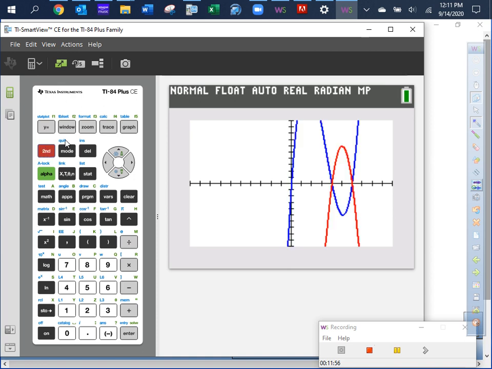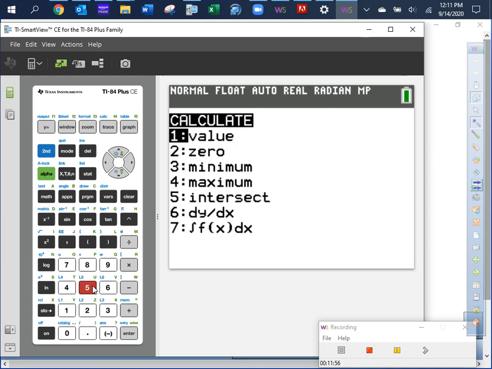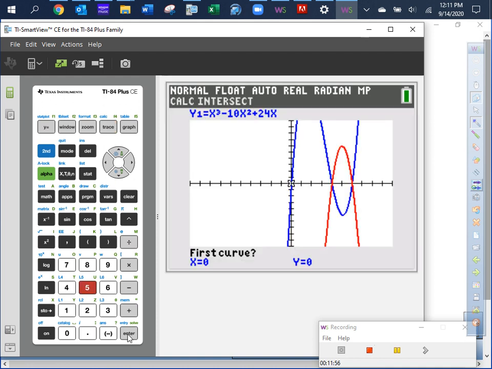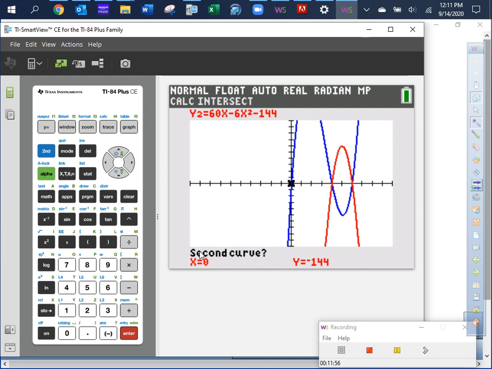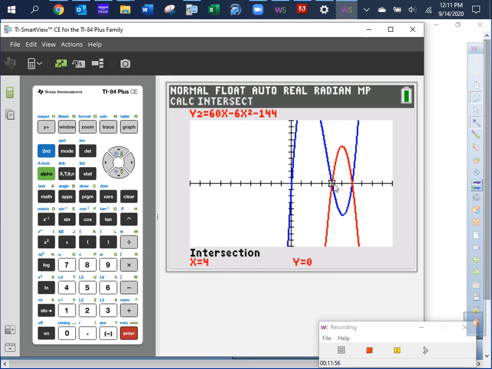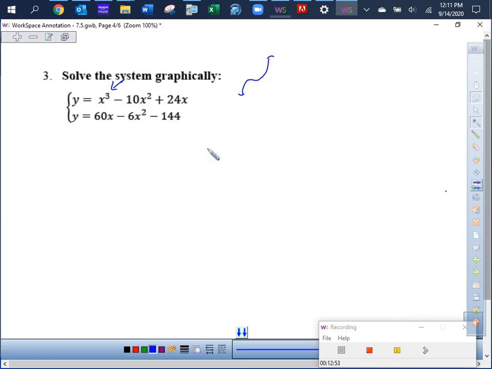Let's go find them. Second, calculate, choice 5. First curve, hit enter. Second curve, hit enter. When there's more than one place, the guess is going to find whichever one the cursor was closest to. So it found this one at (4, 0). Some of your calculators might say 4.00000 or 3.999999, or the 0 might be something with an E in scientific notation. You have to outsmart it, and it's at (4, 0).